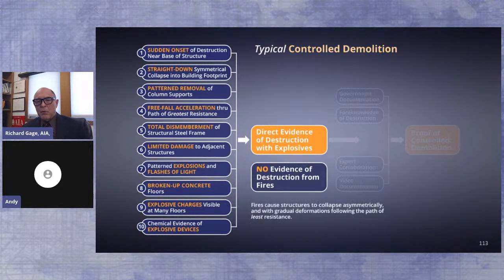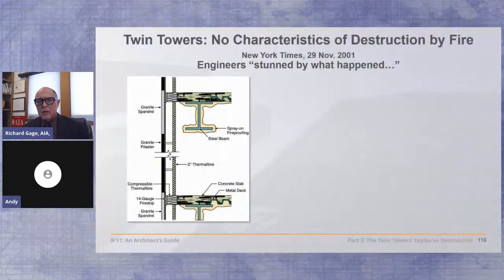So that's really important, because we're going to be looking at all of them today and next week, part 3 of this series. Fires cause structures to collapse asymmetrically and with gradual deformations, following the path of least resistance.